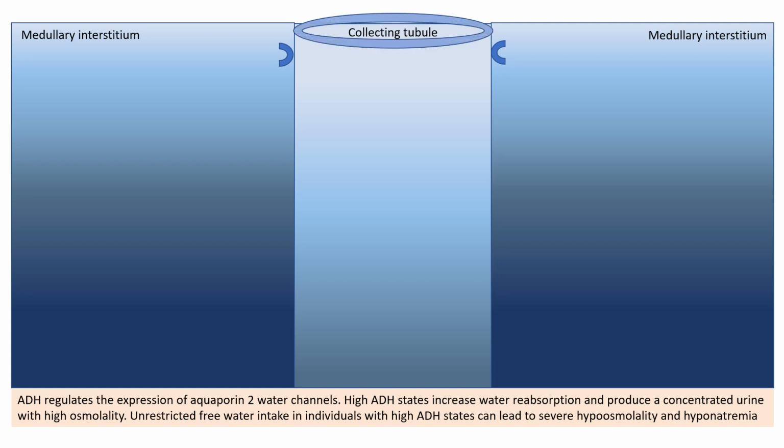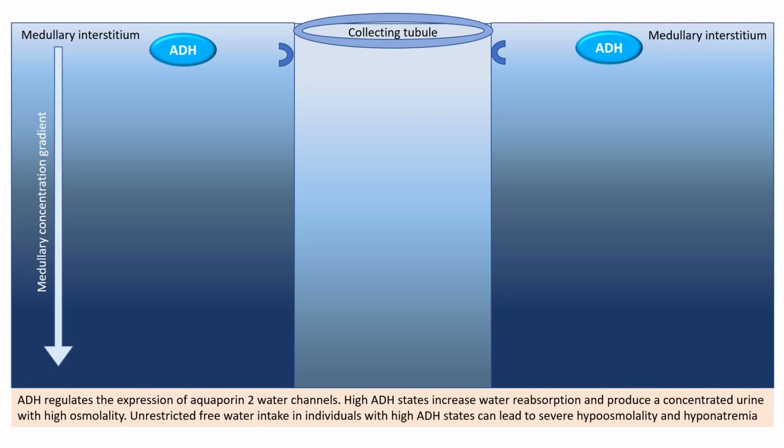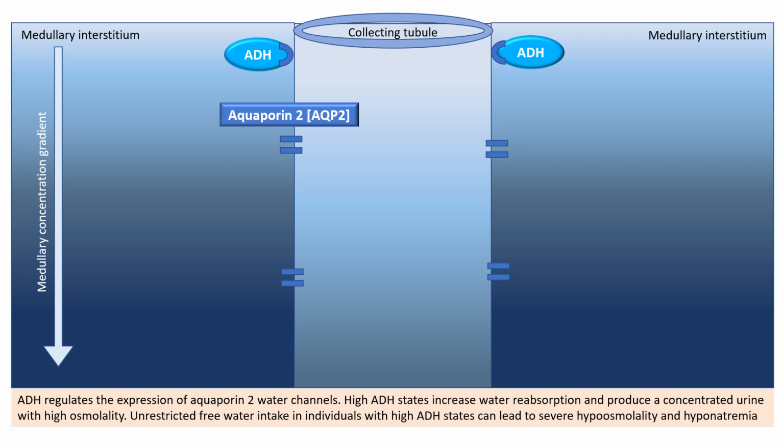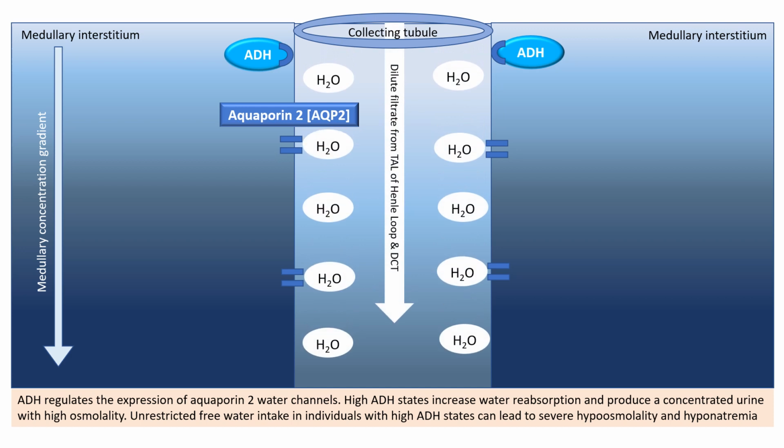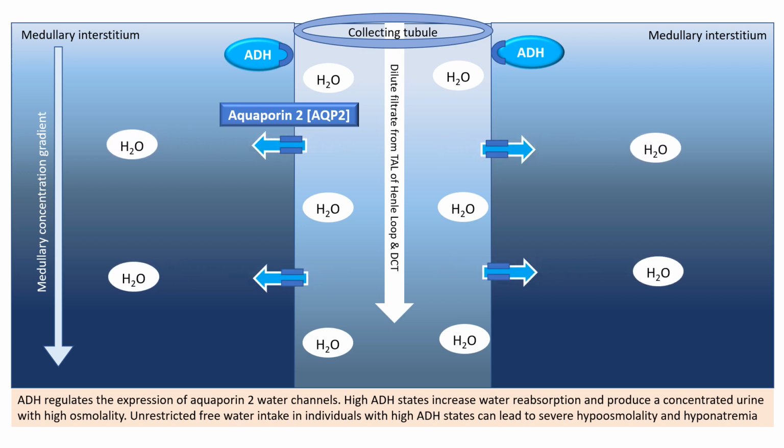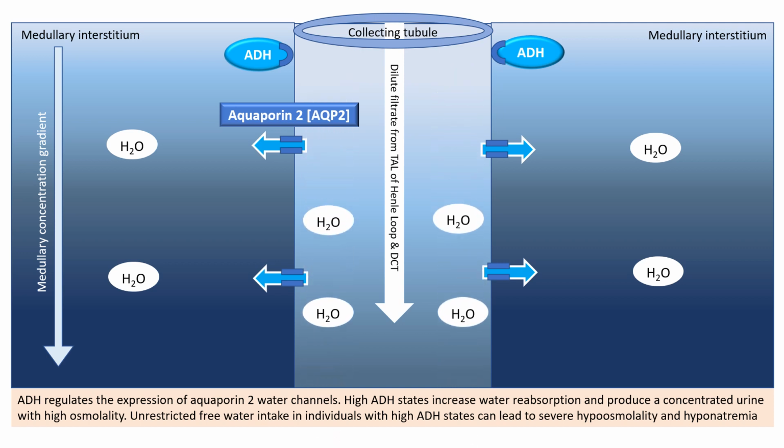Here we have a collecting tubule passing through the medullary interstitium with its increasing concentration gradient. The binding of ADH to vasopressin V2 receptors upregulates the expression of water channels aquaporin 2. As the dilute filtrate delivered from the loop of Henle and distal convoluted tubule passes through the medullary interstitium, some water is reabsorbed via aquaporin 2, and the rest is excreted.